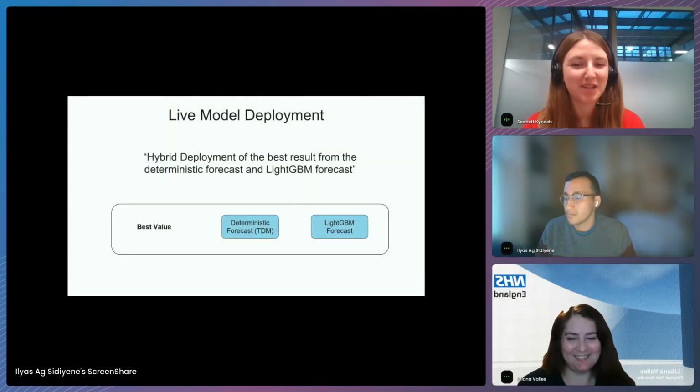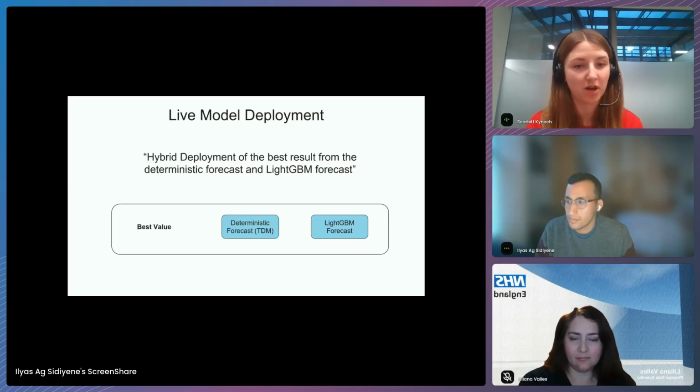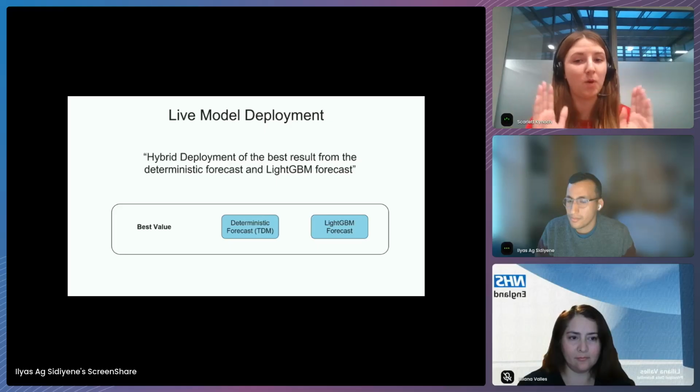Brilliant, thank you. Okay, so what we did after we got these results is a live model deployment. We still had the deterministic part of TDM running as well as the LightGBM forecast. To take the best from both, we decided to take the best value from both while also monitoring both at the same time. Next slide.